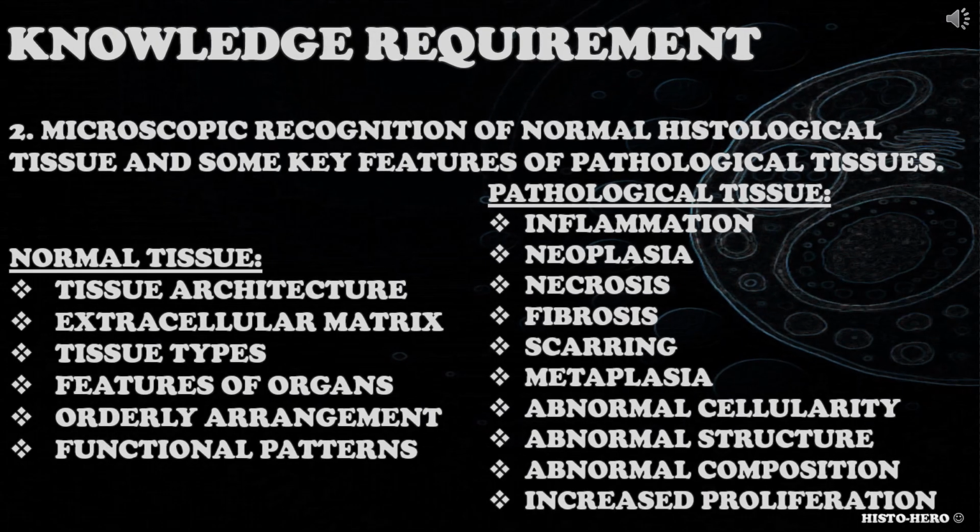The second knowledge requirement is microscopic recognition of normal histological tissue and some key features of pathological tissues. Candidate needs to have the knowledge and understanding about recognizing histological tissue. You could ask the candidate to microscopically recognize histological tissues from images you provide, to list the key features of major organs they use for identification of tissue, to list the key microscopic features of pathological tissues.